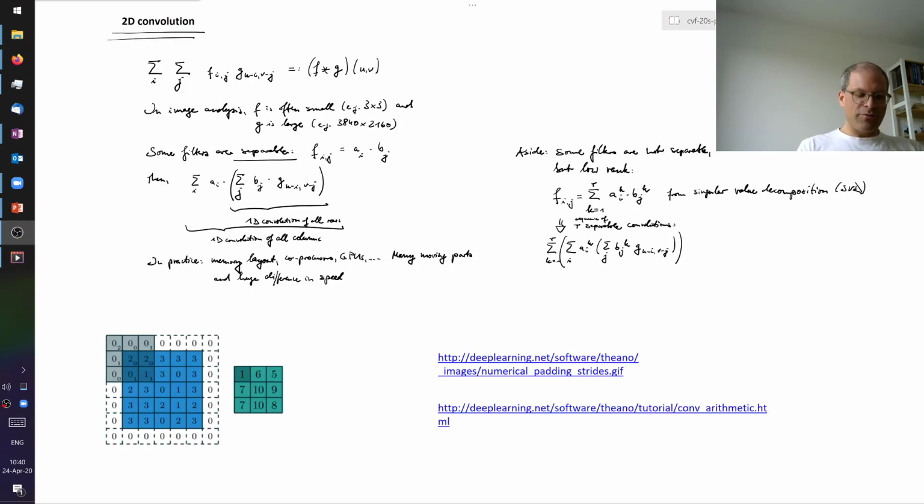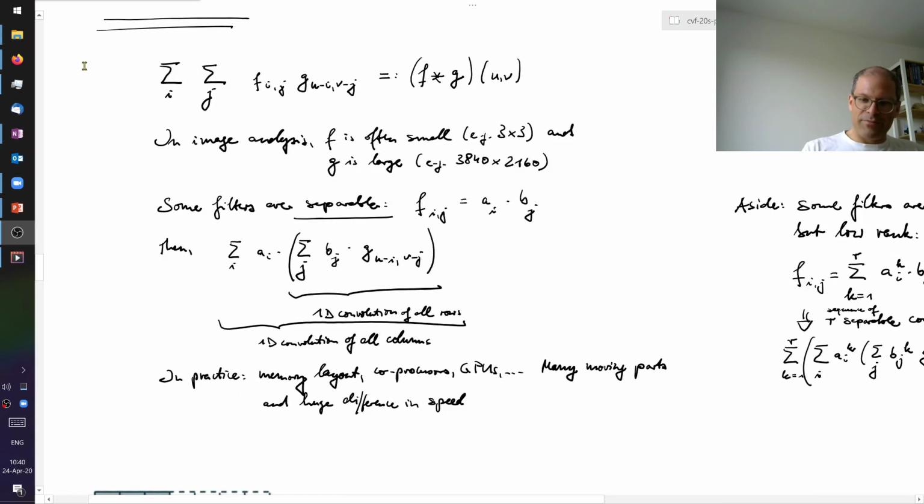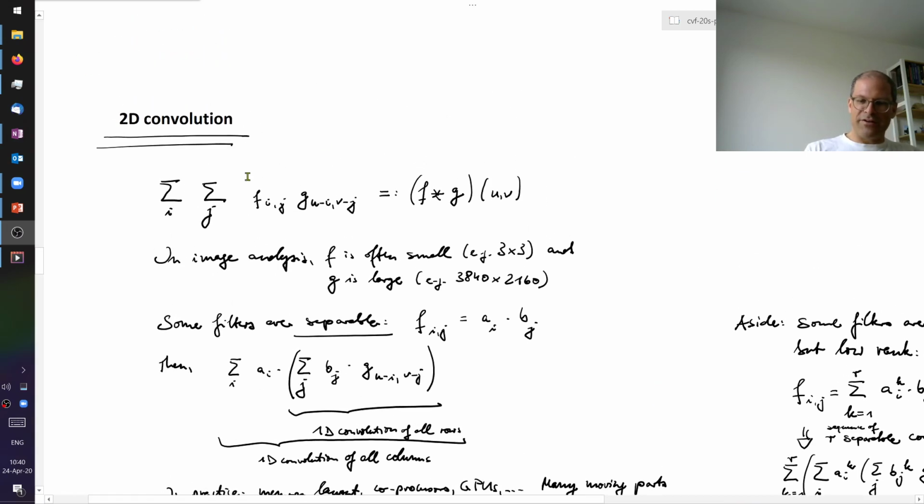Then we go on with the 2D convolution. So we have now come to images. The formula here is very similar. We have a filter, we have an image, and we multiply the filter coefficients with my image. We sum over the size of the filter, and we do this for all locations which are here called U and V. So this would be the result of F convolved with G at locations U and V.